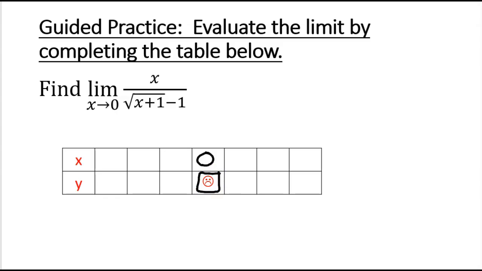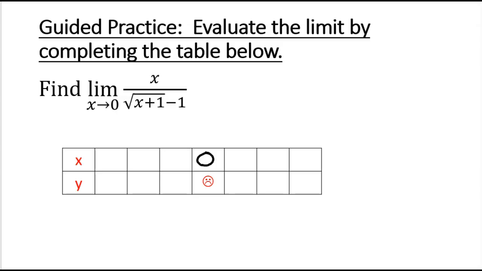Now, I want to remind you, that's not always necessary. You could still have a limit with a function that exists at that point. I just feel like functions that don't exist at that point make the point better that limits are not what the function equals at that point, but rather what the function is approaching at that point. So that's why I like to pick ones like that. But anyway, so there's that.